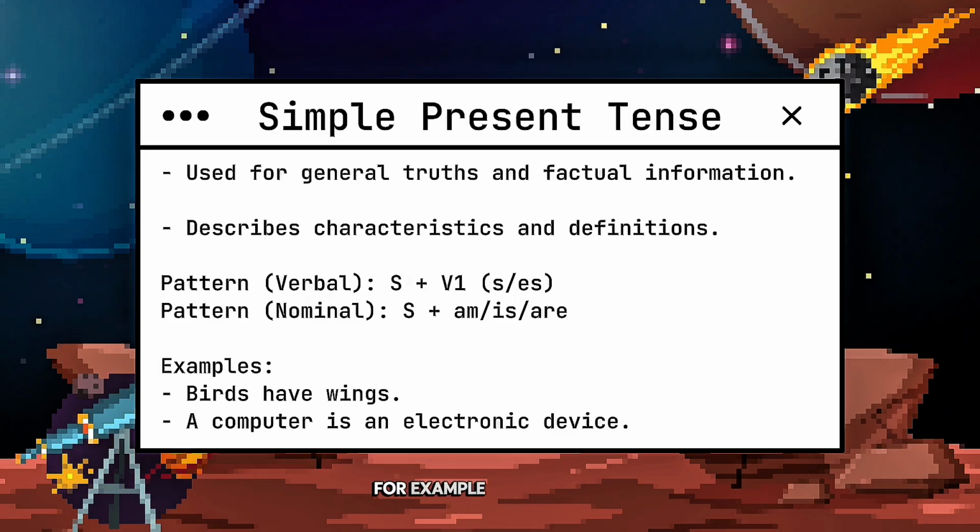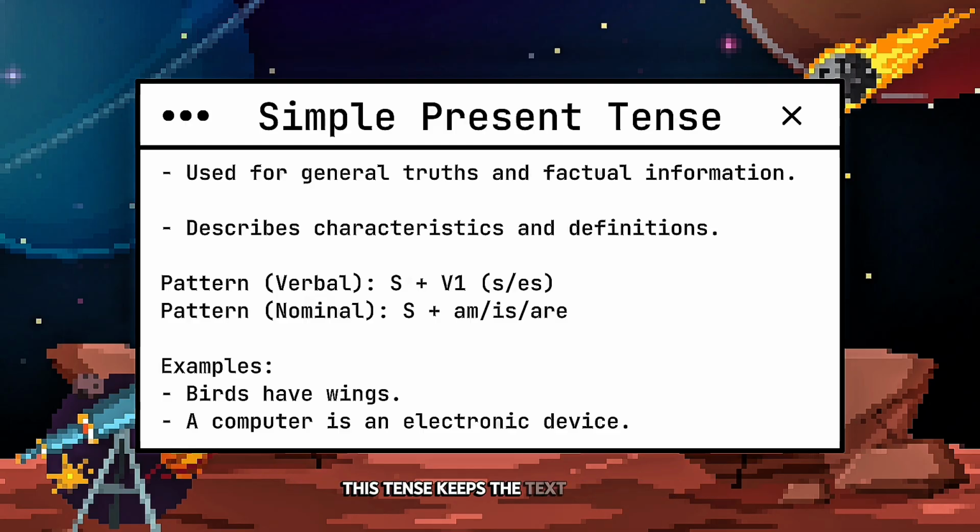For example, the sentence "birds have wings" describes a fact that remains the same. Another example, a computer is an electronic device, shows a universal definition. To form the simple present tense, we use the pattern subject plus verb 1 plus S/ES for verbal sentences, such as "a lion lives in the savannah." For nominal sentences, we use subject plus am/is/are, such as reptiles are cold-blooded animals.